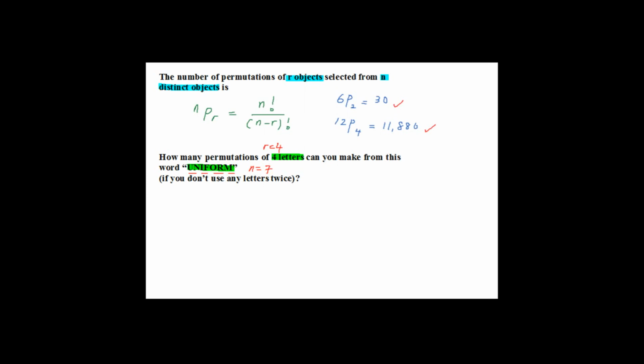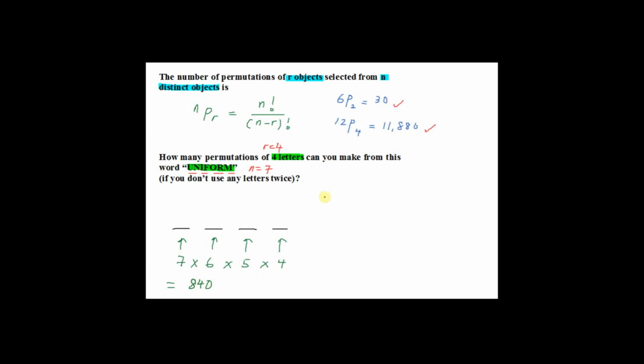So how to solve this problem? Now you have 4 letters: 1, 2, 3, 4. For the first letter here, you have 7 choices. Then for the second letter, you already chose 1 letter, so you have 6 choices left. For the third letter, 2 letters have been chosen, so you have 5 left. And for the last one, you have 4 letters left. So your number of permutations of 4 letters from the word uniform will be 7 times 6 times 5 times 4, which is equal to 840.